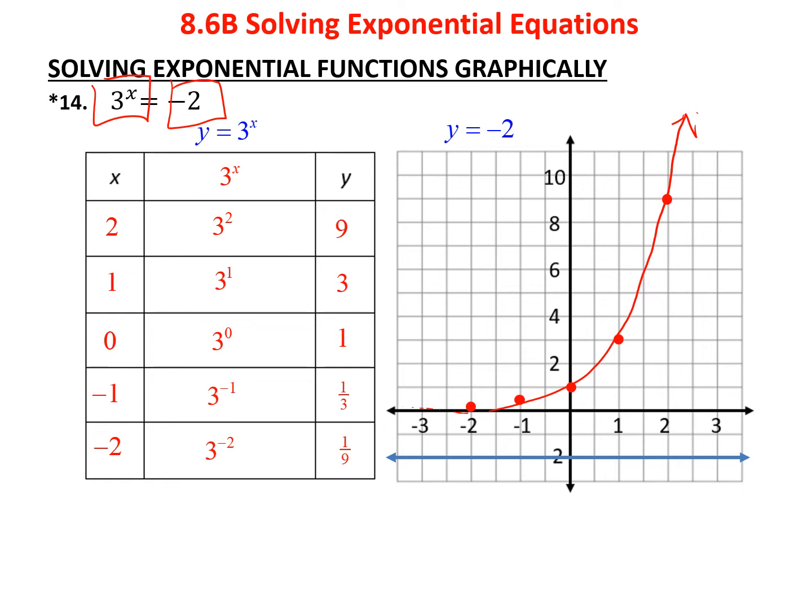You see, the red graph is going to come down here, and it's going to get closer and closer and closer to 0, but it will never get below 0. One of the reasons for that, of course, is you keep multiplying by 3. 3 times 3, no matter how many times, even when you change it to a negative exponent, never makes it negative. So in other words, these two lines are never going to intersect. So what's my solution? There is no solution. Okay.